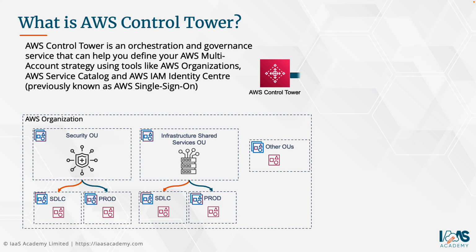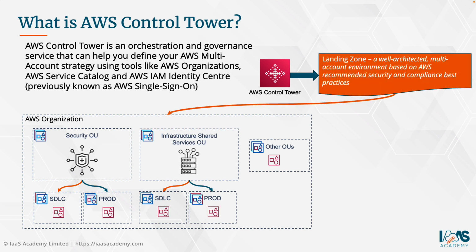The AWS Control Tower helps you to define what is called a landing zone, which is a well-architected multi-account environment based on AWS recommended security and compliance best practices. A landing zone is ultimately a set of blueprints that AWS has designed for you to help you get started with your multi-account strategy. Let's take a look at some key features for your AWS Control Tower.